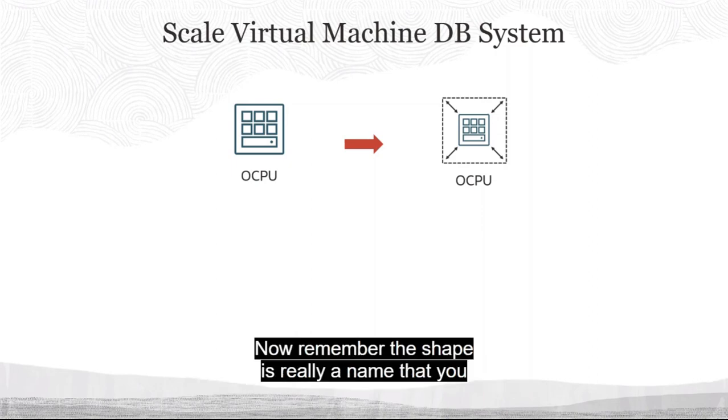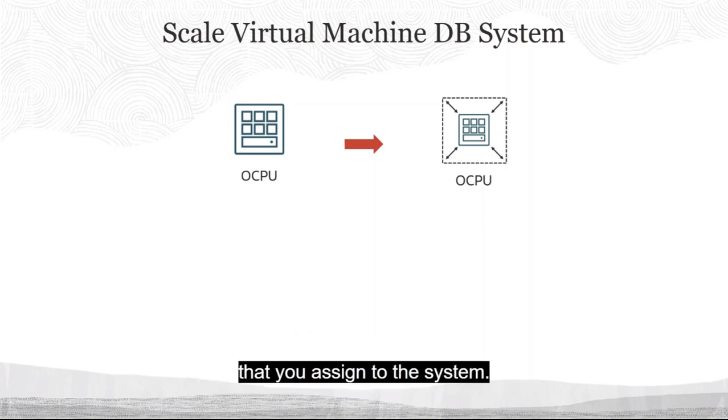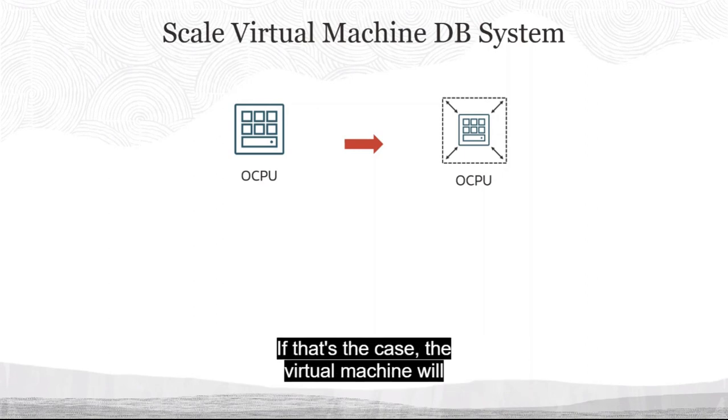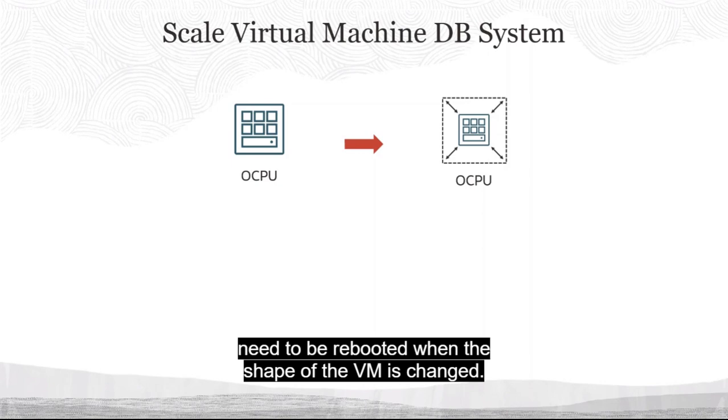Now remember, the shape is really a name that you give to the configuration of the amount of resources that you assign to the system. But you will need to change that shape if you desire to scale in a fixed OCPU. If that's the case, the virtual machine will need to be rebooted when the shape of the VM is changed.